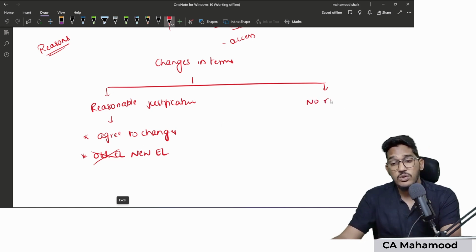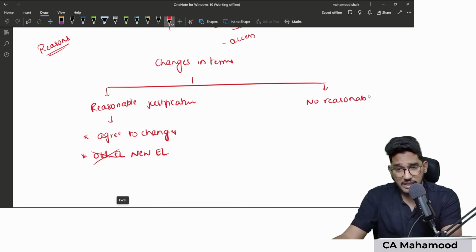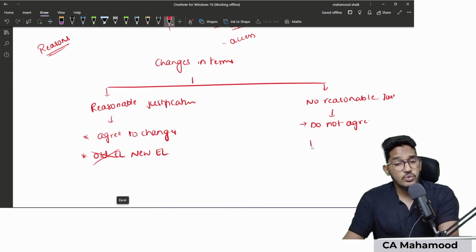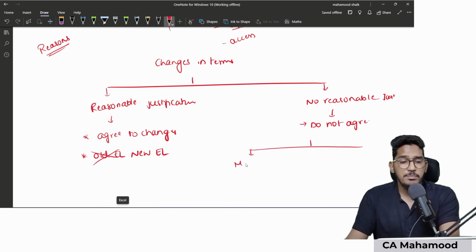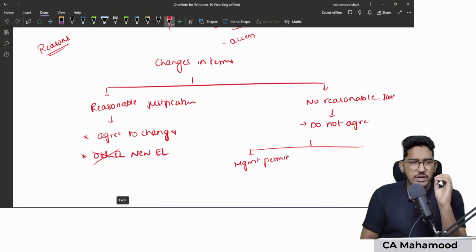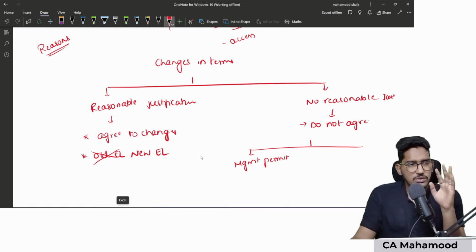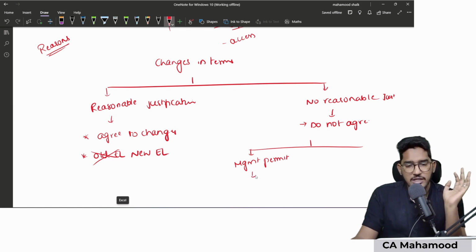Sir, what if there is no reasonable justification? If there is no reasonable justification, straightforward, the standard has told, do not agree to the changes. Say to the client on the face, sir, I will not agree to the changes, because you are not giving me valid reasons. When you don't agree to the changes, two things can happen. Management will permit you to carry out the audit as per the original terms. When you say, sir, I will not agree to the changes, management will not try to bother you. They will let you do whatever you want. If the management is permitting you to carry out the audit as per original terms, no issue, continue the audit.